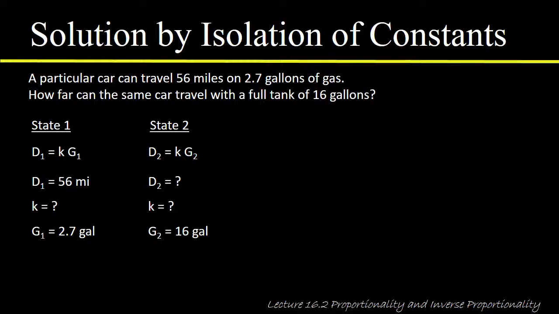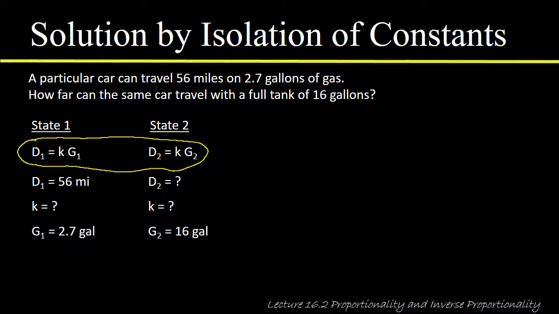All right, this is the same problem we had before. A car travels 56 miles on 2.7 gallons of gas. We want to know how far it'll go on 16 gallons. We've got the same set of algebraic equations describing state 1 and state 2. What we're going to do is take these equations and put all the variables on one side and the constants on the other side.